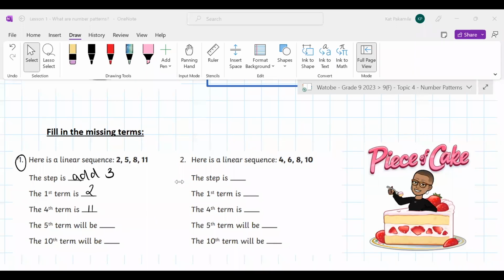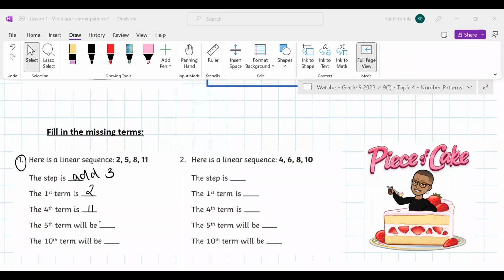Bonisa? Hello? Okay, I'm going to move on. Bonisa, hi. Do you want to answer for me? Okay, what is the fifth term? How much is the fifth term, Bonisa? I think it's 14, ma'am.